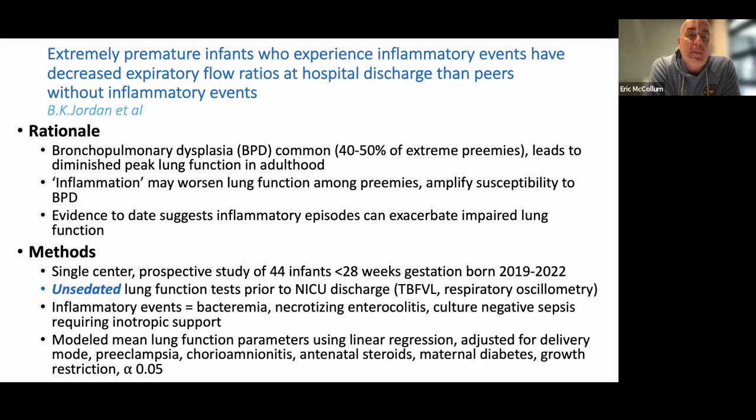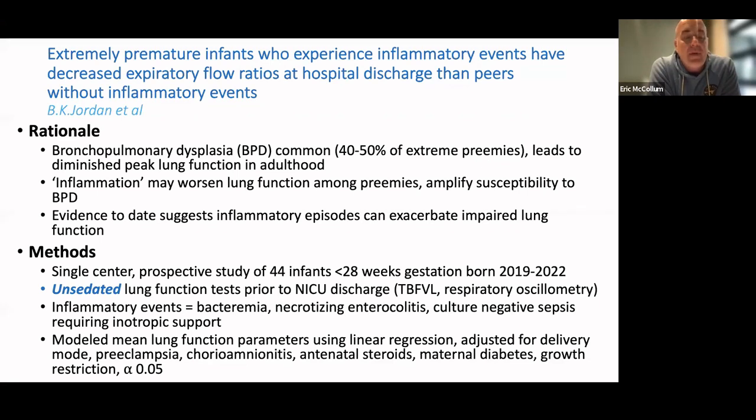But these tests were done prior to NICU discharge. And in our setting, in my work with Charles in Bangladesh, we are not sedating infants for these lung function tests. And so for that reason, as well as BPD, I thought this would be a useful one to share.